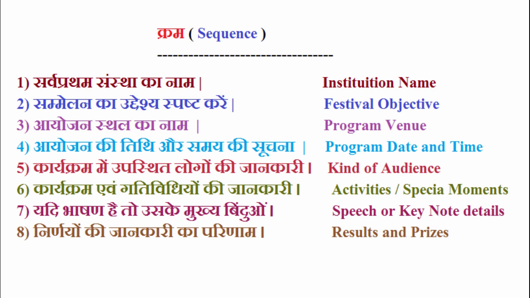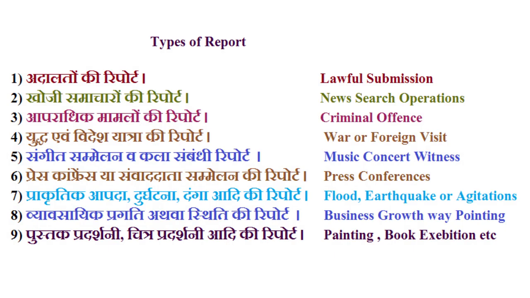Okay friends, now we will see what kind of reports they may ask you. Again, I repeat, initially I gave you an introduction, now we will go into detail about how it will be exactly. It may be अदालतों की report, that means the report which is required to be produced in the law or in the court. Number 2, खोजी समाचारों की report.